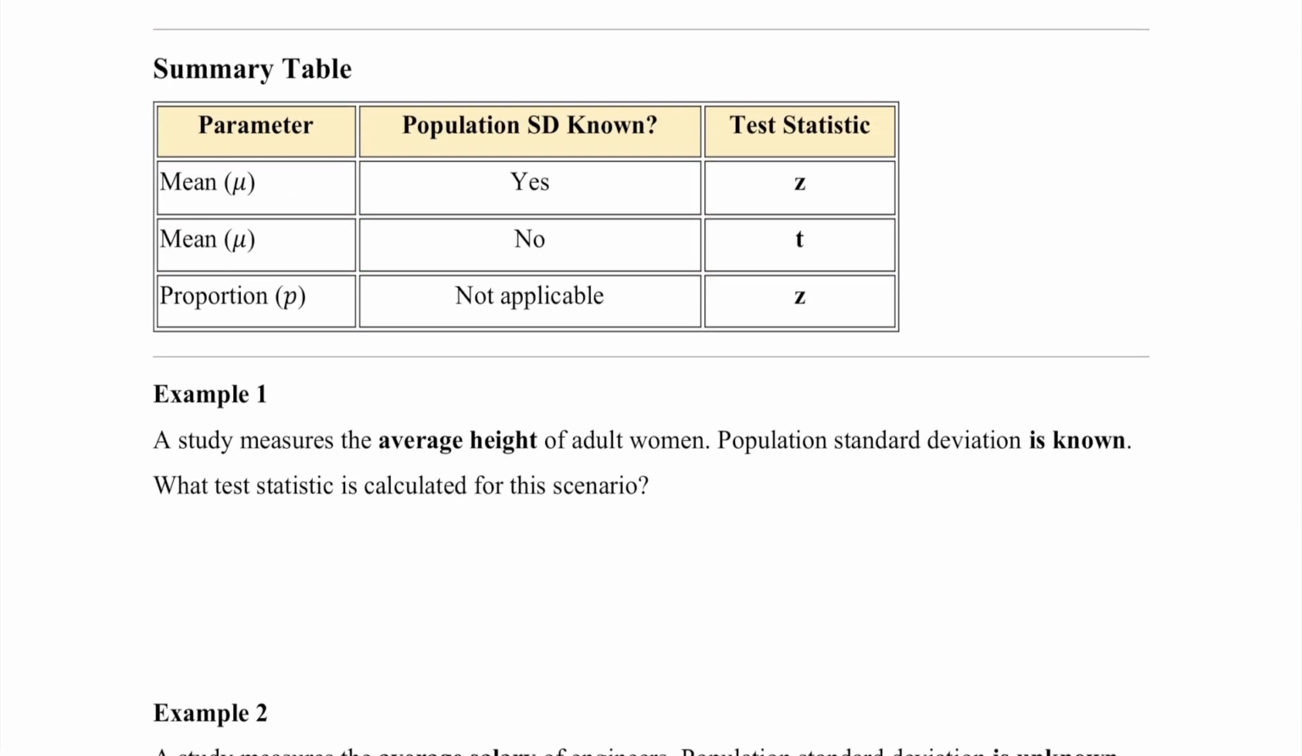So remember, mean with sigma, use z-test. Mean without sigma, use t-test. Proportion, always use z-test.